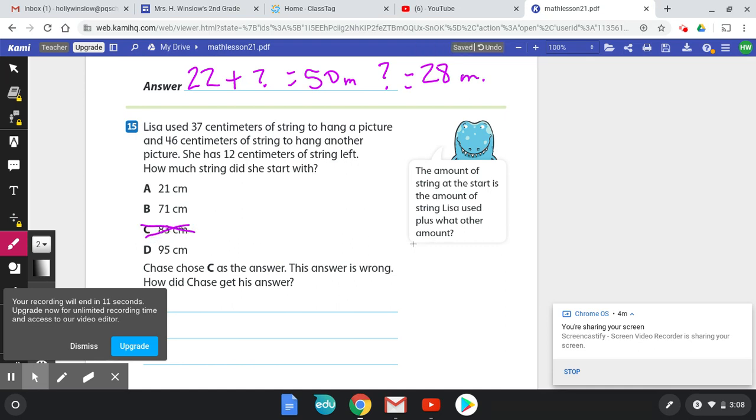Okay, after you work it out, let's see if you can come up with D and the reason why. Just add it all together, okay?